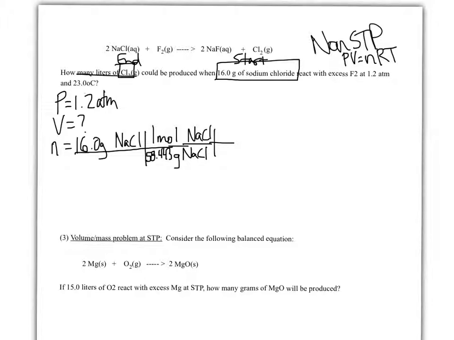Non-STP, to figure out volume, you have to use PV=nRT. So I've gotten rid of grams of NaCl. What's the next thing that I have to do? I have moles of NaCl, but then do what? Mole to mole ratio of 1 mole of Cl2 over 2 moles of NaCl.